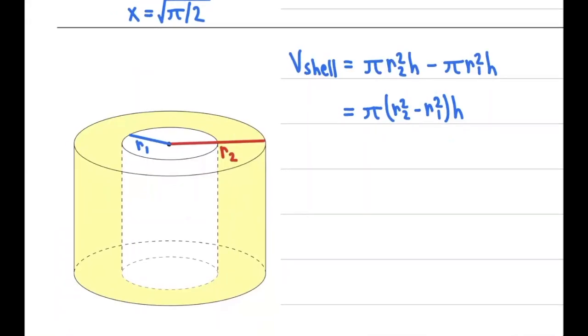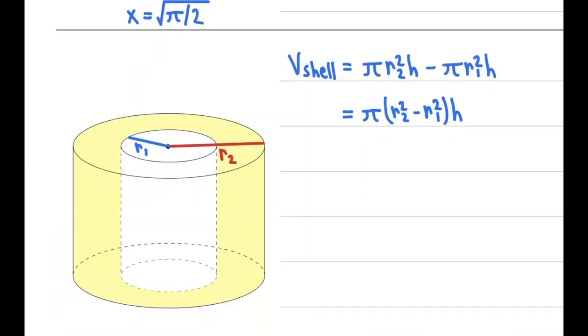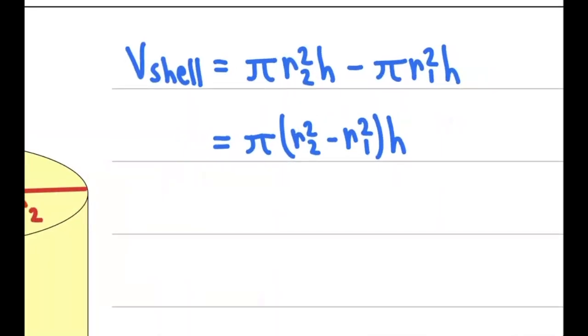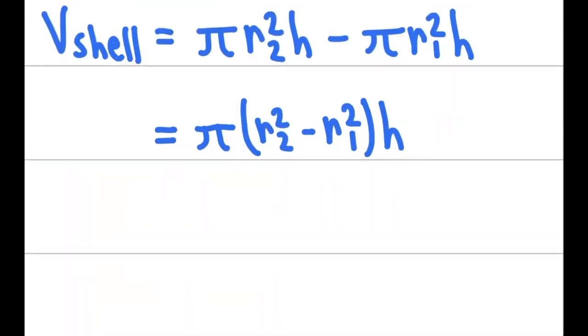So to find the volume of this shell, like I said, we have to find the volume of the inner cylinder and subtract it from the volume of the outer cylinder. That's what I did right here, and I just factored out the pi h. And what do you notice about this? This is a difference of squares.